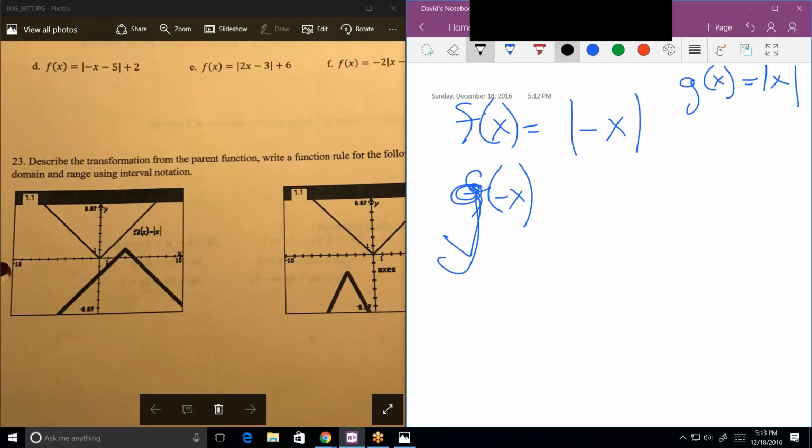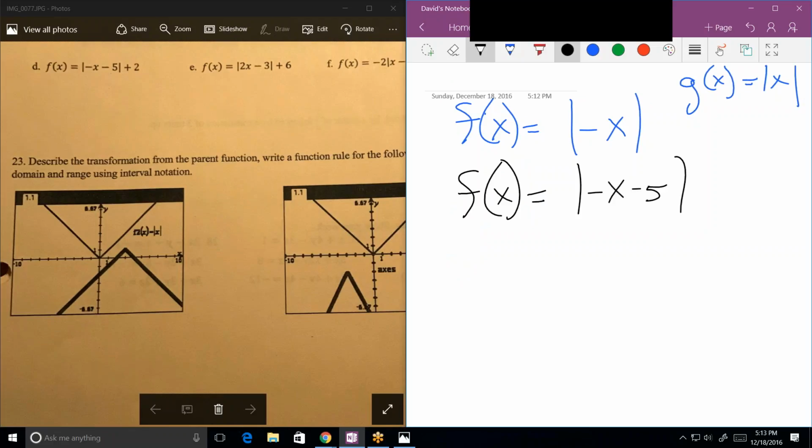Now, here's the kicker, and this is what makes this one so hard. Reflections have to be done first. So if my f of x is equal to this, let's ignore the +2 for just a second. I have to change that so that it looks like this. See how that's the same thing?